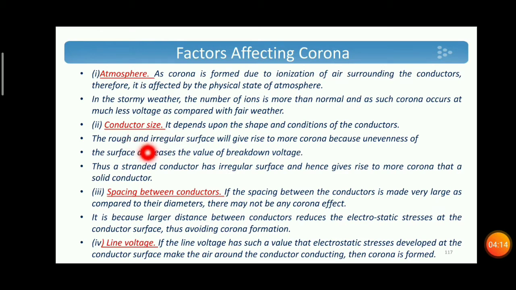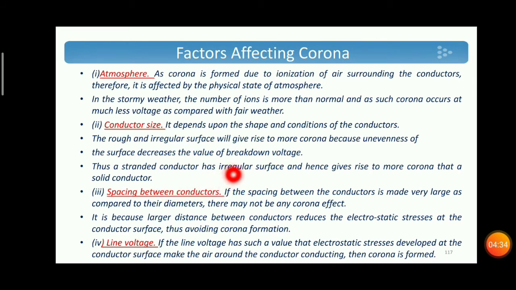And also it depends on the conductor size. If it has a rough and irregular surface, more corona will occur at the irregular or uneven surface. And in case of stranded conductors, it gives more corona discharge compared to solid conductors.